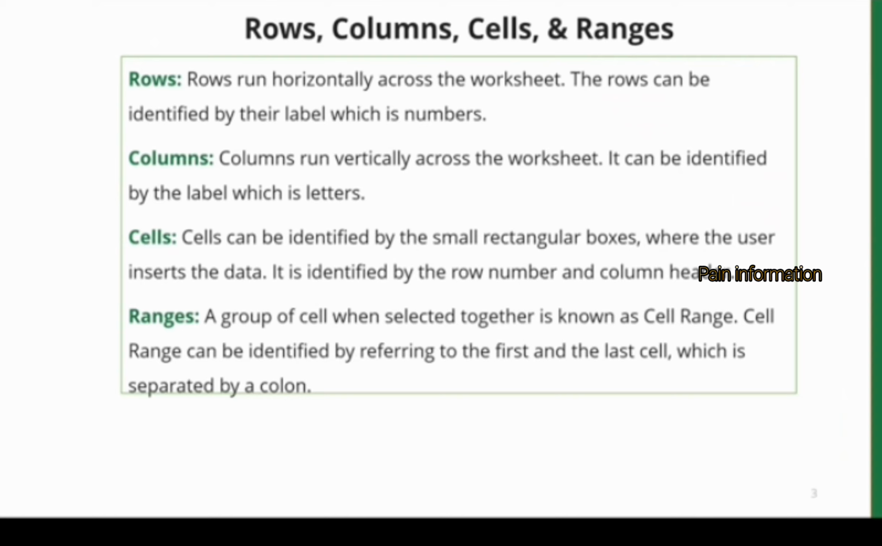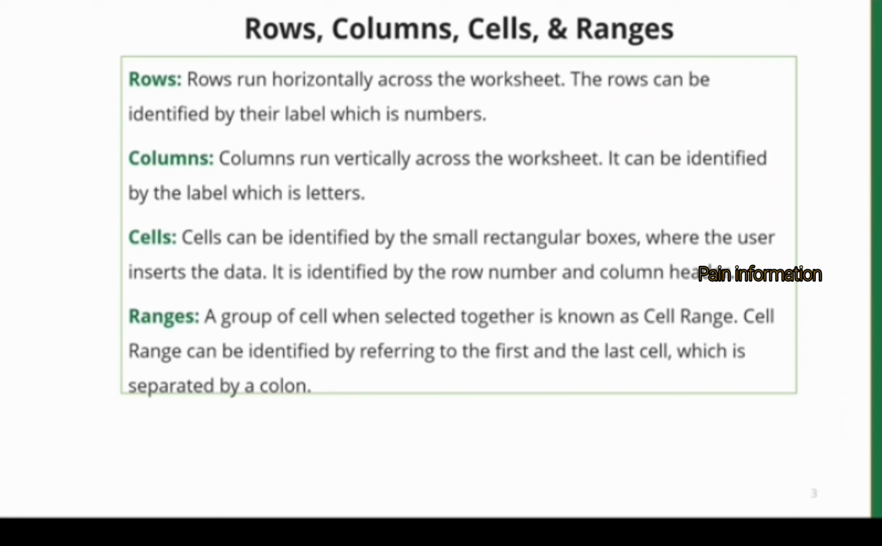Now what are cells? Cells are what rows and columns create. Each row and each column create cells, and all these cells can be identified by their row number and column header. Each and every cell is created by the row and the column, and this is where you will be inserting your data, be it numbers or characters or letters. And how do we recognize that cell? To recognize that cell, you have to identify it by its row number and its column header.